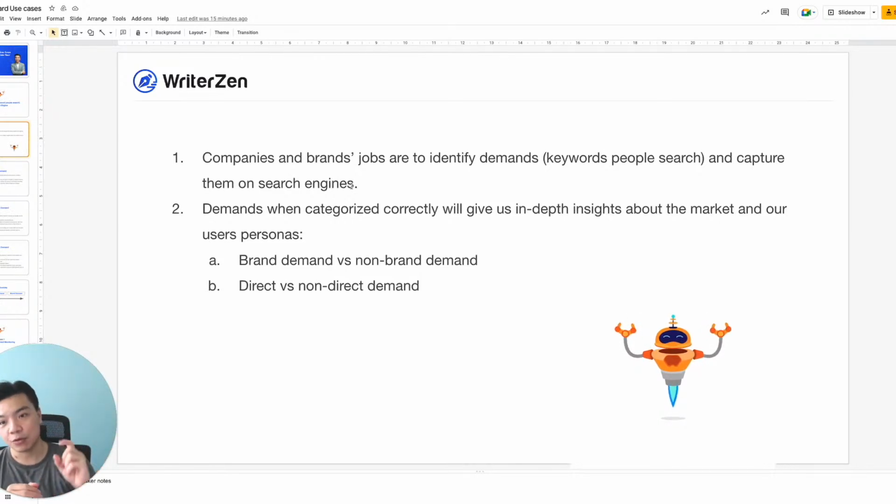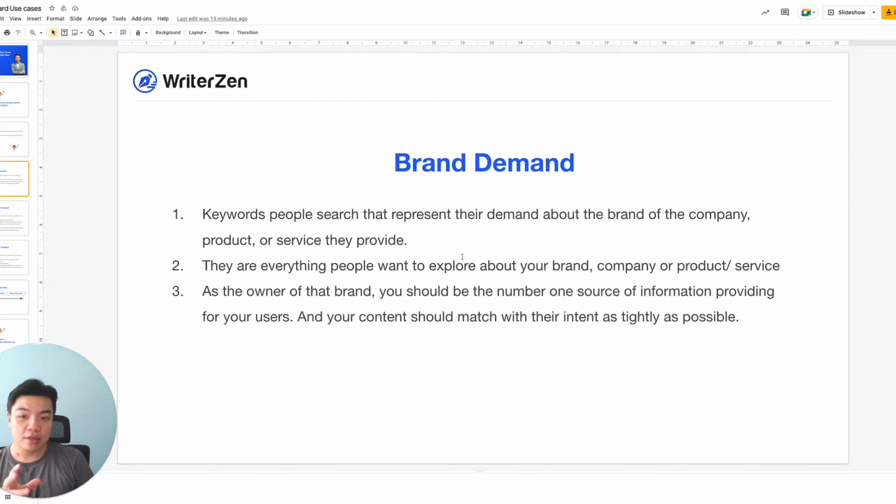So that's the highest level. First thing you have to understand. So I was saying here, brand demand, keywords people search that represent their demand about the brand of the company, product or service that they provide. They are everything people want to explore about your brand, company, product, service. As the owner of the brand, you should be the number one source of information providing for your users, and your content should match their intent as tightly as possible.